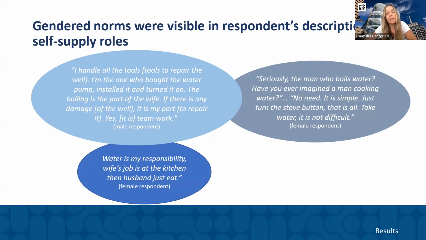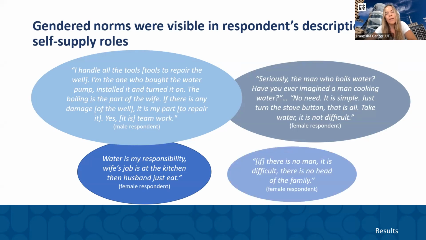The informant laughed and said, "No need, it's simple. Just turn the stove button, that's all. Take water, it's not difficult." However, widows, people who were living alone, and families with members with special needs faced increased challenges regarding the workload. One woman, for example, said, "If there is no man, it's difficult. There is no head of the family."